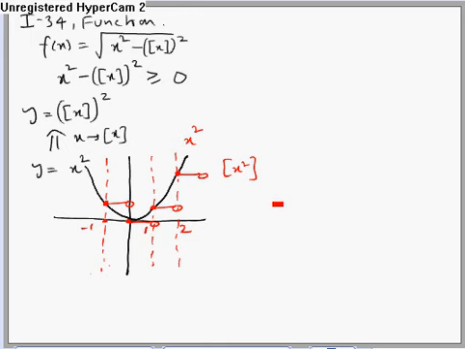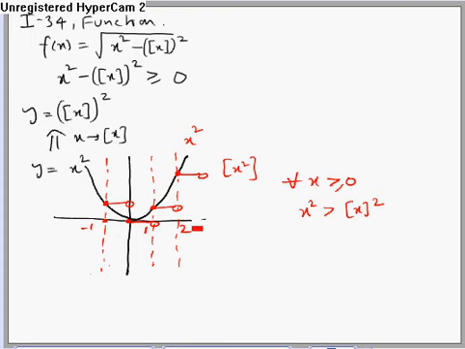So for all x greater than or equal to 0, the parabola x squared is greater than the greatest integer of x squared, right? So all positive values satisfy this, including 0, that is, all non-negative values.